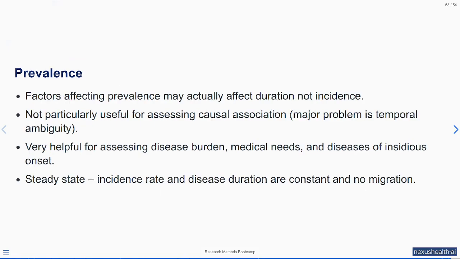The factors that affect prevalence may actually affect duration and not even the incidence. So prevalence is not particularly useful for assessing causal association. And the reason for that is because we cannot establish temporality. So there's temporal ambiguity. We don't know what preceded what. All we are saying is, look, these are the number of people that have this disease at this given point in time. Prevalence is very helpful for assessing disease burden, for medical needs, and for diseases that are of insidious onset. It also provides us a kind of steady state view. So the incidence rate and disease duration are constant and there's no migration. So that's when it provides us with a steady state view of the disease.